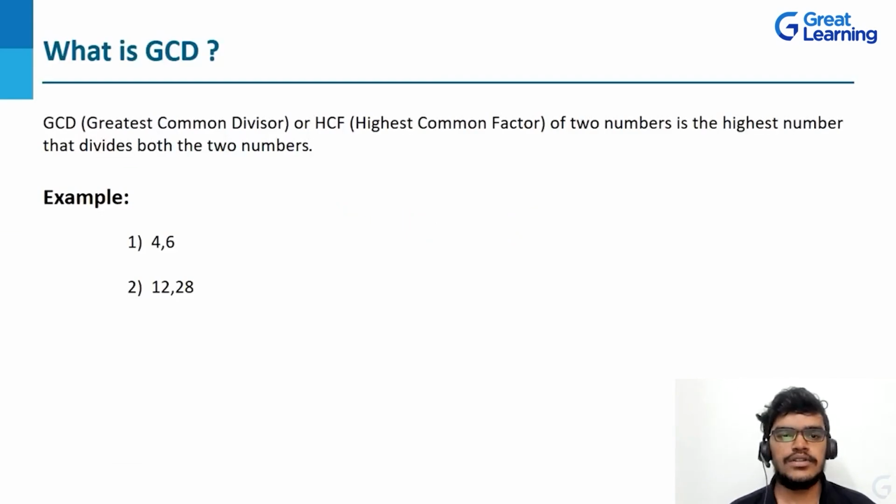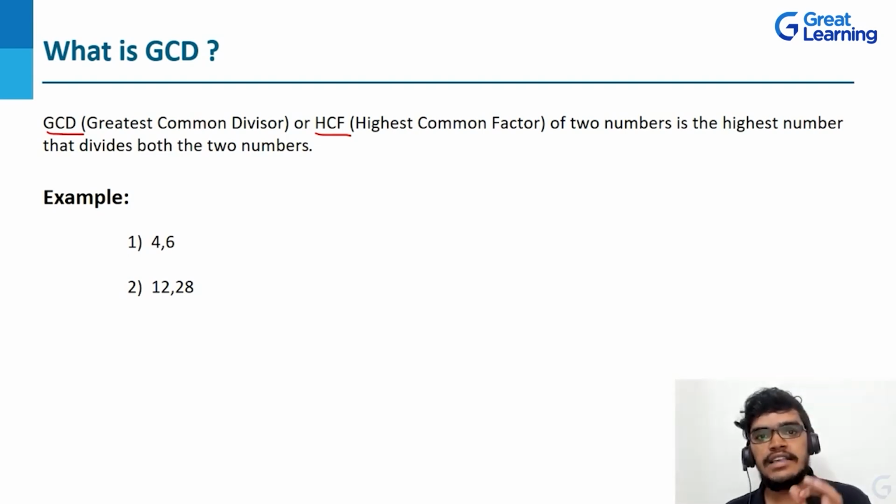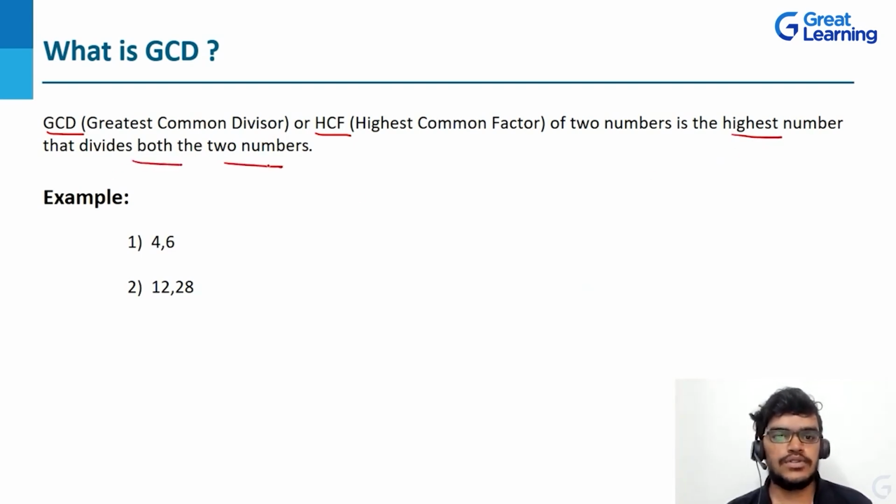What is GCD? Now if I'm talking about GCD, it stands for greatest common divisor, and we even say HCF. HCF is nothing but highest common factor. So how to calculate the HCF of two numbers? Basically, if you want to calculate the HCF of two numbers, it is the highest number, or you can say the largest number, that divides both the numbers. So let's take an example to understand in a better way.